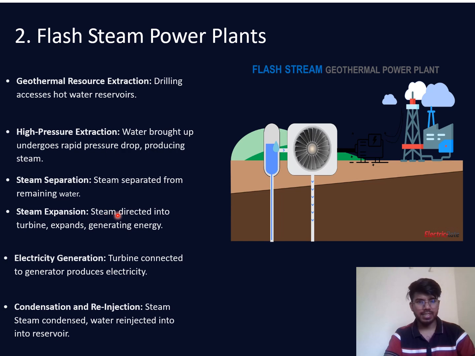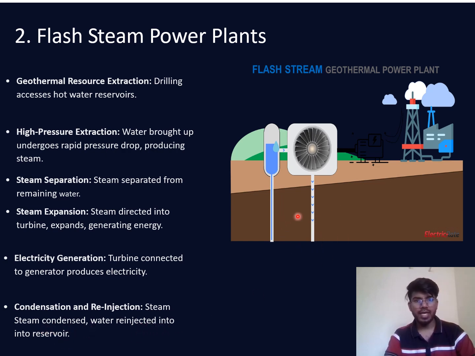And the steam expansion: the steam is directed into the turbine and expands, generating energy. The second last one is electricity generation: the turbine is connected to a generator to produce electricity. And then condensation and re-injection: the steam is condensed and the water is re-injected into the reservoir.